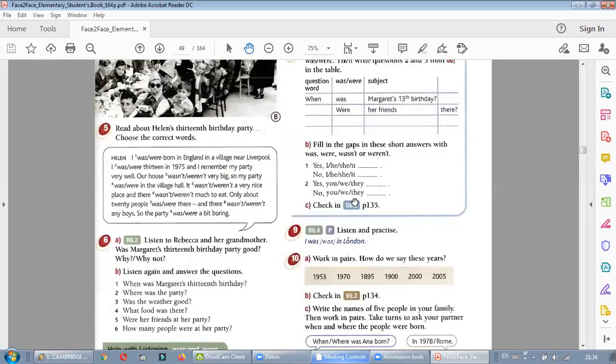All right, do you see the questions in 6B? The ones we asked about Margaret's birthday. Can you see the questions in 6B? Yes. 1, 2, 3, 4, 5, 6. When was Margaret's 13th birthday?